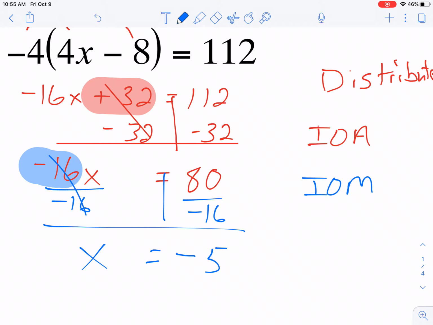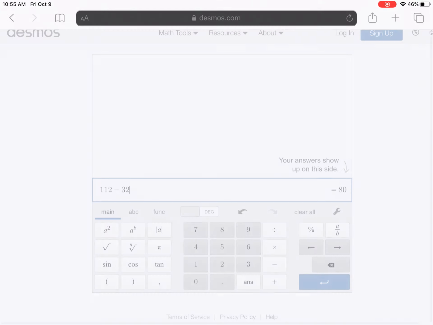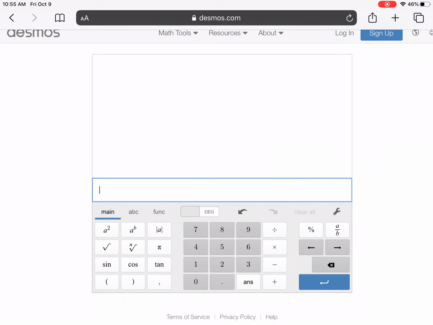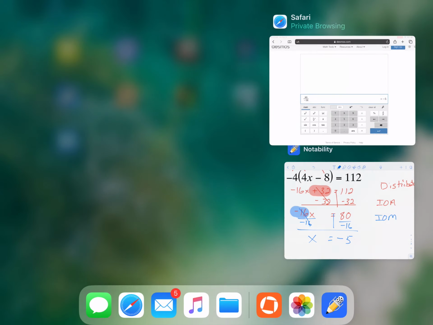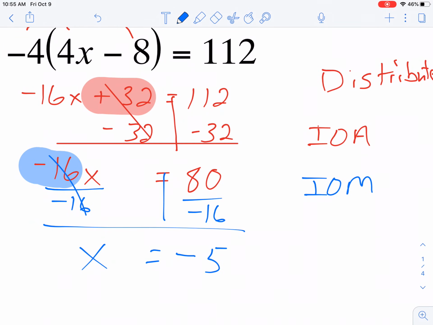And so we can check that with our calculator if we want. We can then go, okay, 80 divided by negative 16, it gives me negative 5. The answer that I'm looking for is negative 5. I would just enter negative 5 into the canvas.